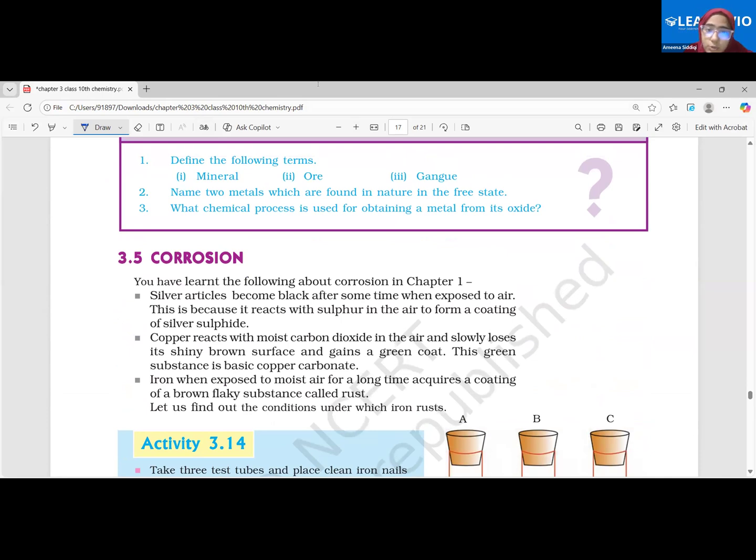What chemical process is used for obtaining a metal from its oxide? Reduction. Are we not reducing it again and again? Either by heating, or by using a more reactive metal, or by using carbon as the reducing agent, right? Or by electrolytic reduction. That's reduction. Clear? Yes, ma'am. Should we start with this one?